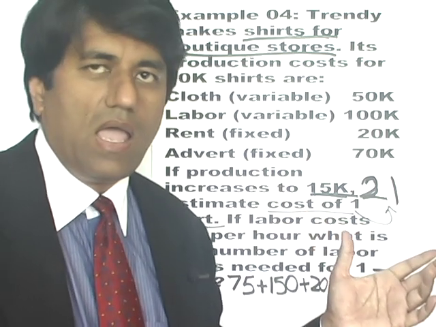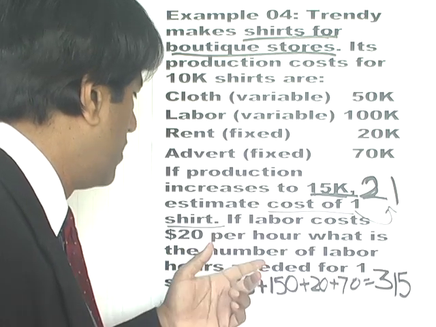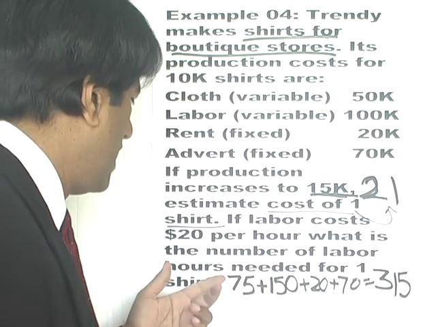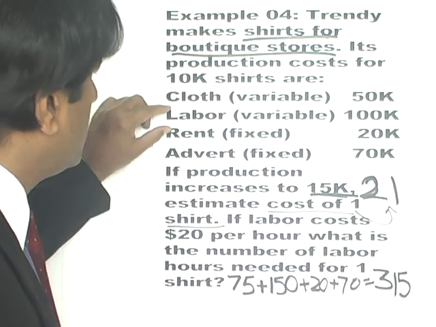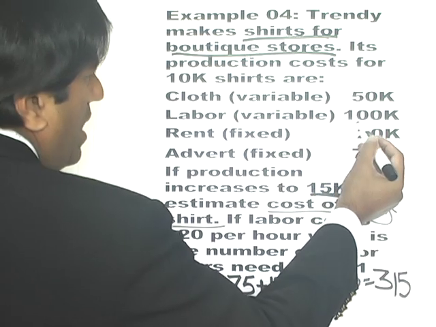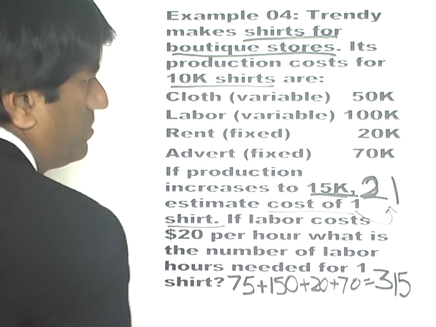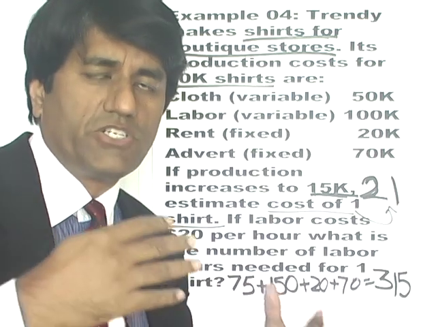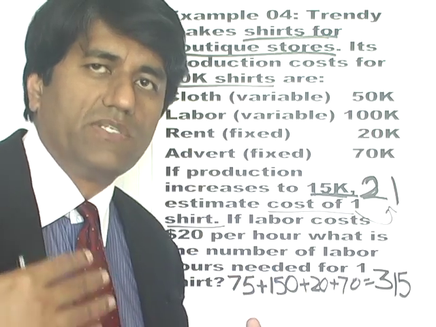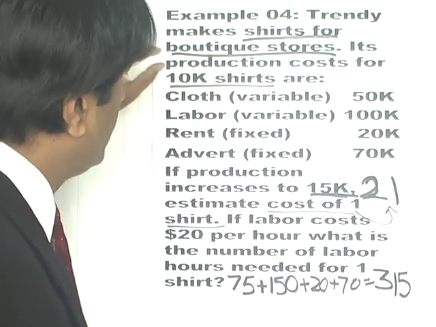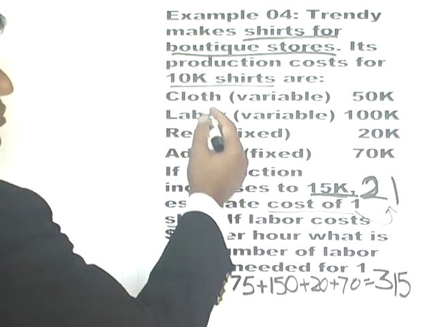The second part asks, if labor costs $20 per hour, what is the number of labor hours needed to produce one shirt? And for that, you look at the labor cost. So it's 100,000 when there were 10,000 shirts being produced. And of course, the labor cost per shirt will not change as we increase production from 10,000 to 15,000. So let's calculate it using the level of production of 10,000 shirts.